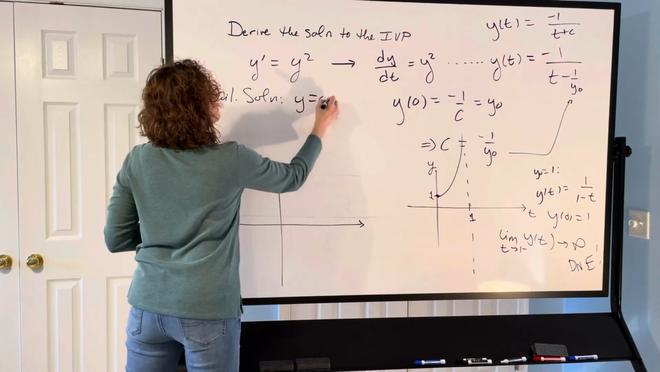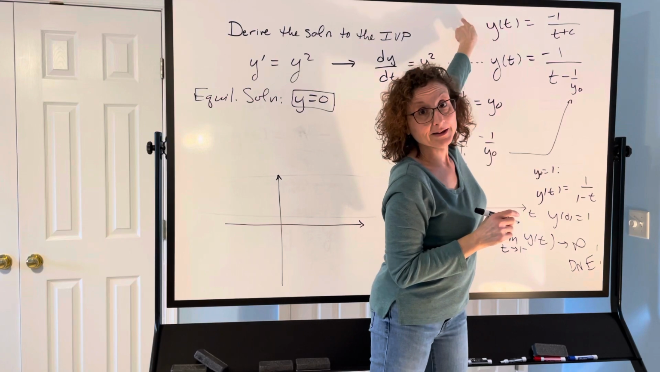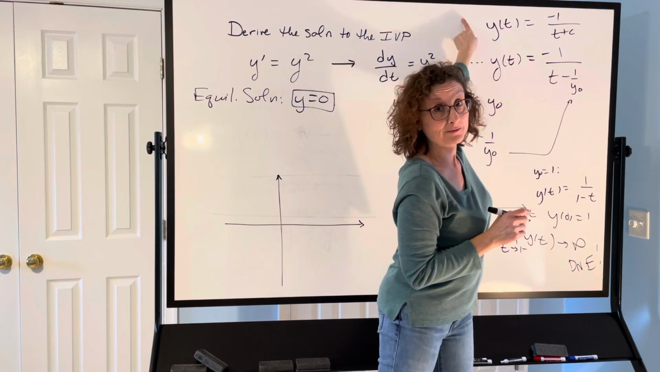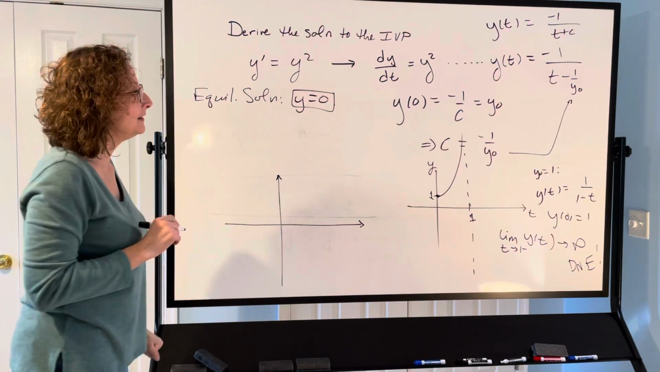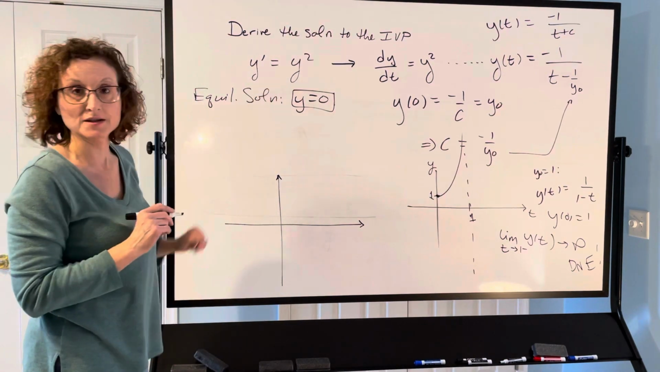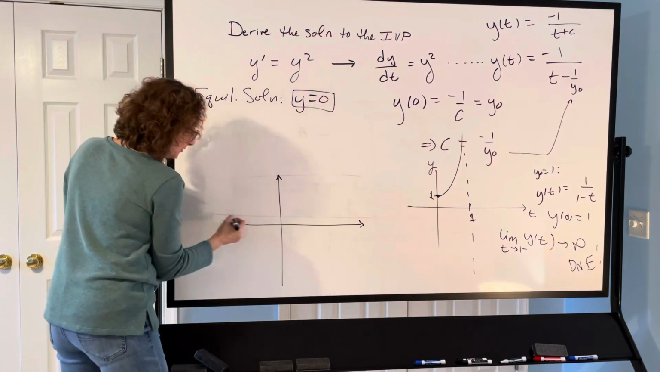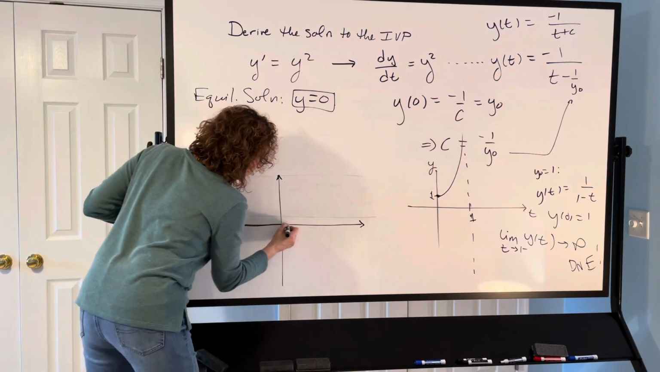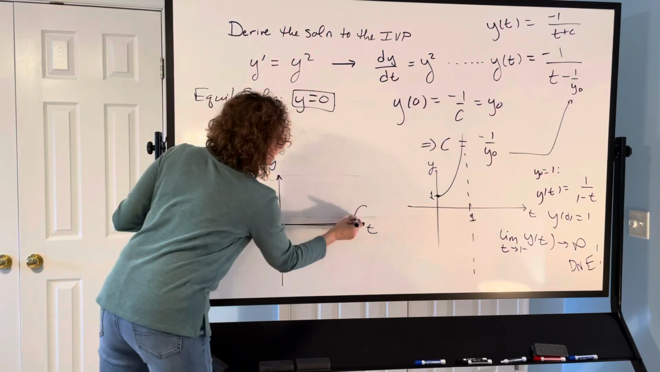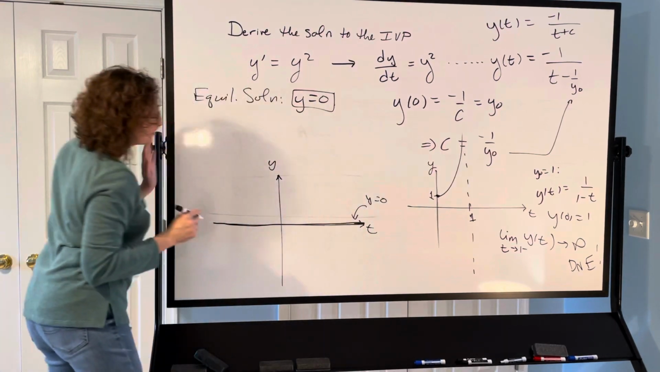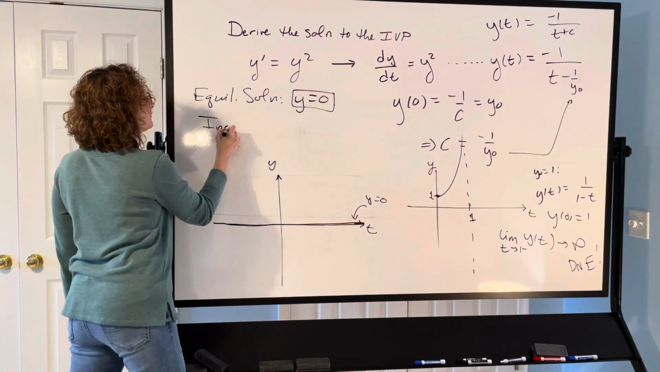Good, y equals 0. This is our solution that is not contained in the general solution, right? There's no value of c that's going to make that solution 0. So we've got the equilibrium solution y equals 0. Here is our t-axis and this is our y-axis, and here's y equals 0, which splits the plane into 2 regions, right? Where are solutions increasing?